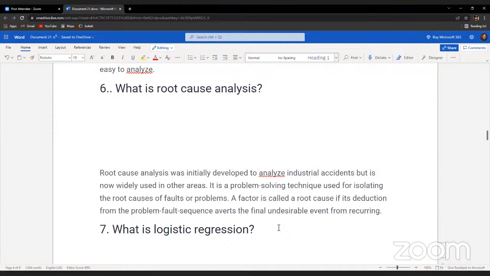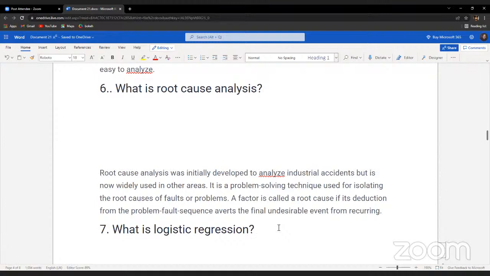So it is a problem solving technique used to isolate the root causes of faults or problems inside a machine or technique. A factor is called a root cause if it detects from the problem fault sequences over the final undesirable event from the recurring statements. So this is how root cause analysis works.